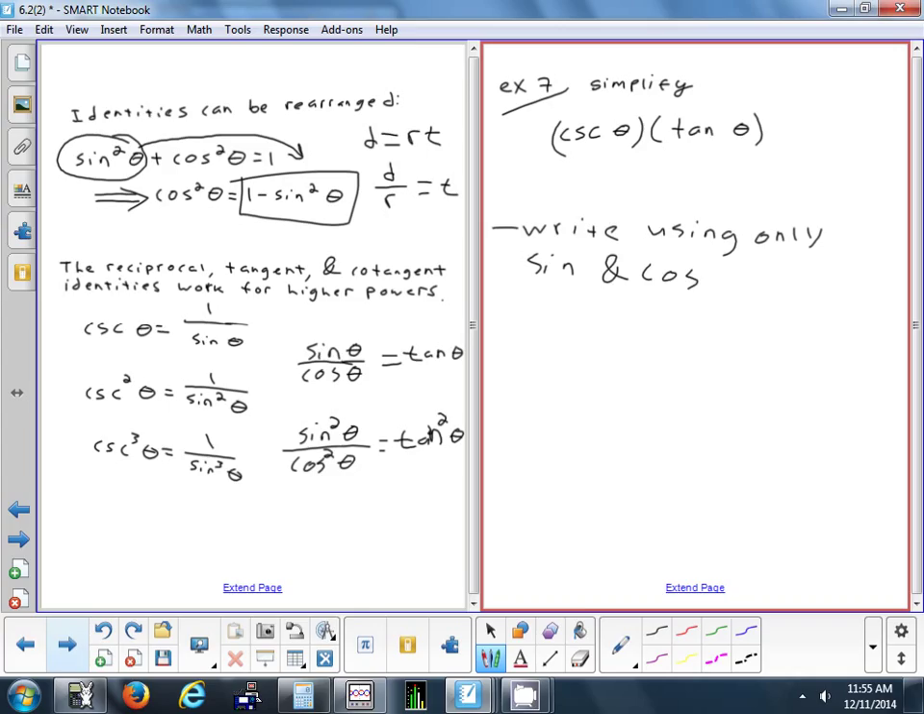So to do that, all you have to do is look at 2 groups of identities, your reciprocal and your tangent and cotangent. Don't worry about the Pythagorean ones. You're not going to use those. Not for this. So I want to rewrite cosecant and tangent just using sines and cosines. And if you can do that, something will cancel out. And you'll be left with a nice answer.